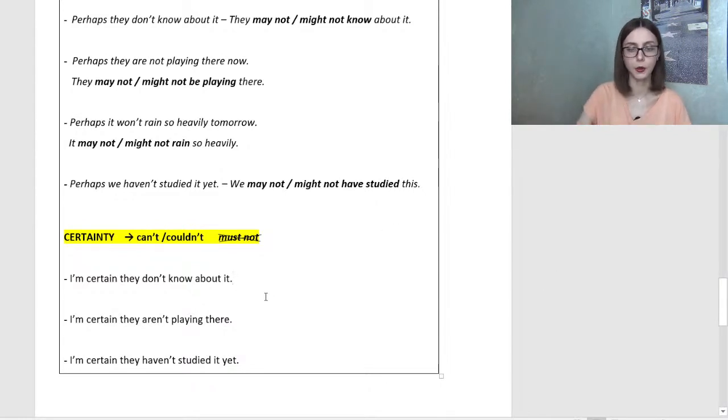So for example, you have a sentence, I'm certain they don't know about it. I'm certain they don't know about it. What do you guys think? How can you paraphrase it? Let me know in the chat box, so I will be waiting for your answers. So we don't use must because it sounds like prohibition.